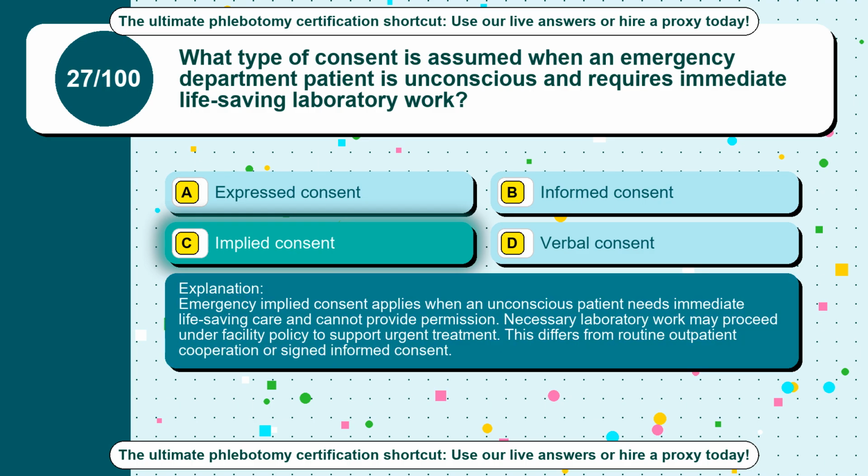Emergency implied consent applies when an unconscious patient needs immediate life-saving care and cannot provide permission. Necessary laboratory work may proceed under facility policy to support urgent treatment. This differs from routine outpatient cooperation or signed informed consent.